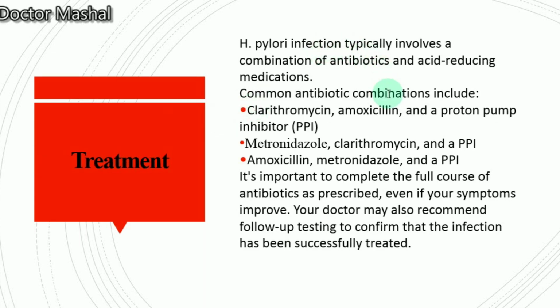Treatment of H. pylori is a combination of antibiotics and acid-reducing medication. There are three common antibiotic combinations used for the treatment of H. pylori. The first one is clarithromycin plus amoxicillin plus a proton pump inhibitor, or PPI. The second uses metronidazole, clarithromycin, and a PPI. The third treatment is amoxicillin, metronidazole, and a PPI.